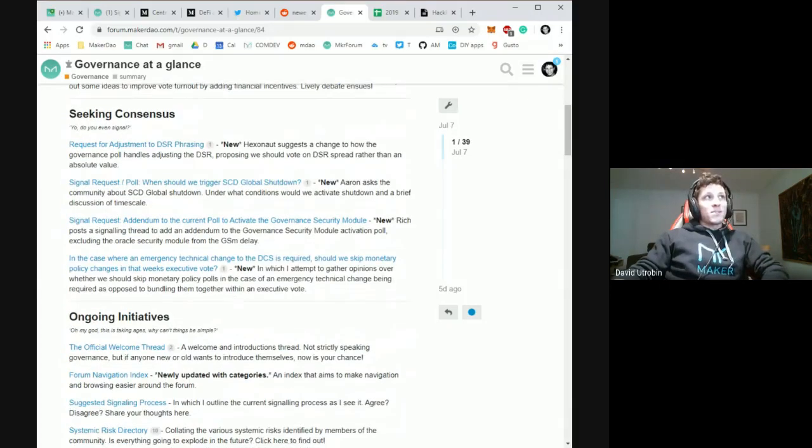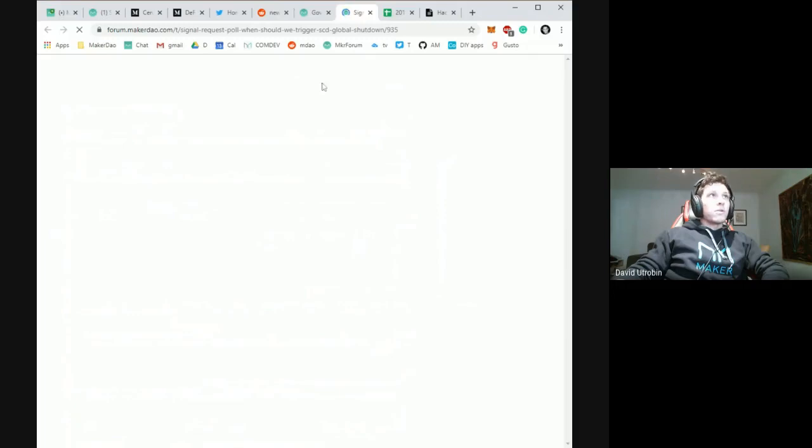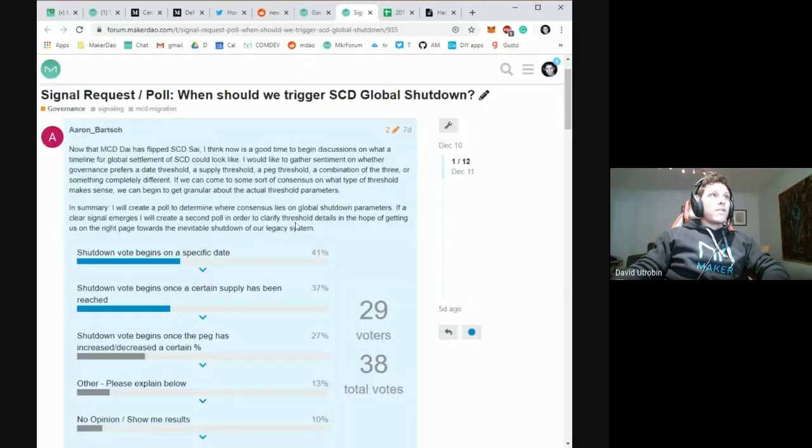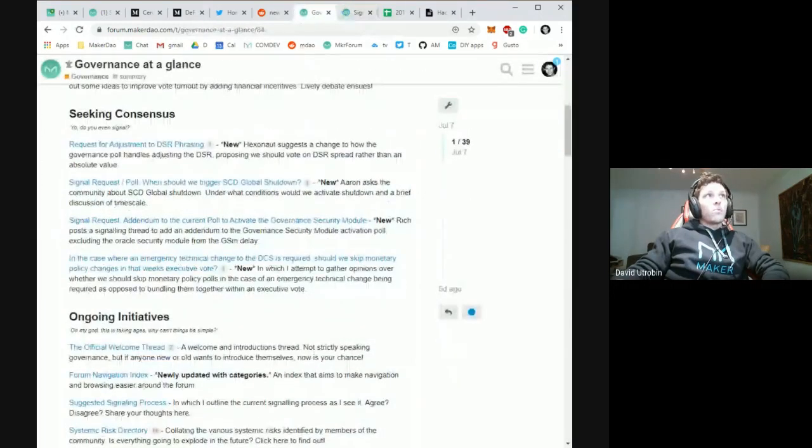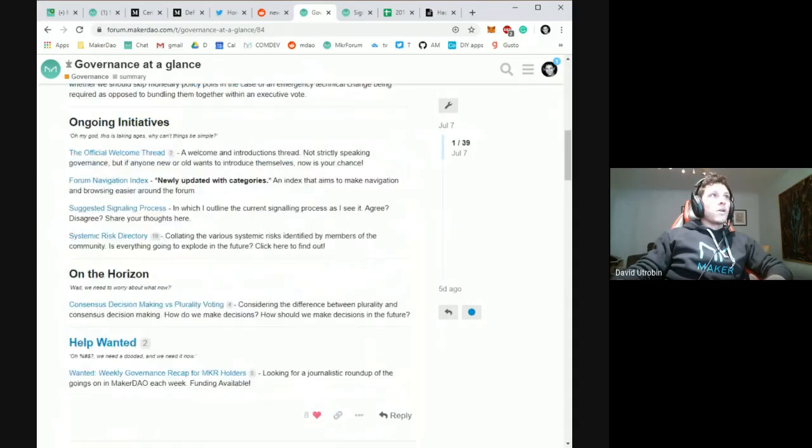We also have some consensus threads. These are threads that are looking for signals. So they ask a question, and there is usually a forum poll that goes along with it. That's how we figure out what people's real opinions are in regards to a lot of the things we're trying to figure out about our policy, how we change various parameters and things like that.